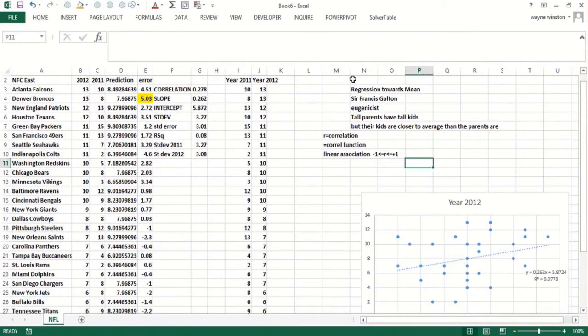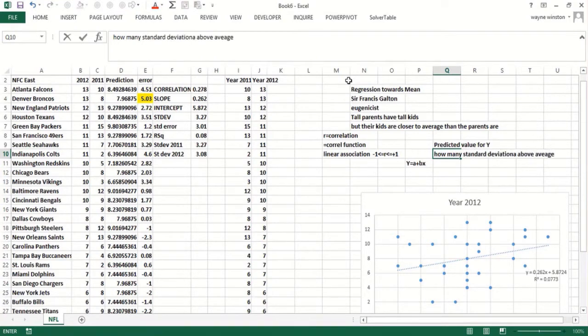Well, what you can show is if you run a regression with one dependent variable, okay, so you predict y as a function of x, let's say. You can say your predicted value for y, we'll get this tied to sports in a few minutes, how many standard deviations above average will it be? And the answer is it's not blowing in the wind. It's the correlation times how many standard deviations x is above average.